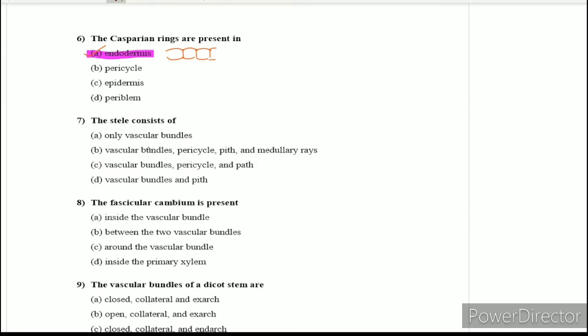Seventh question. The stele consists of option A, only vascular bundles, option B, vascular bundles, pericycle, pith and medullary rays, option C, vascular bundles, pericycle and pith, option D, vascular bundles and pith. So the correct answer for this question is option B, vascular bundles, pericycle, pith and medullary rays.